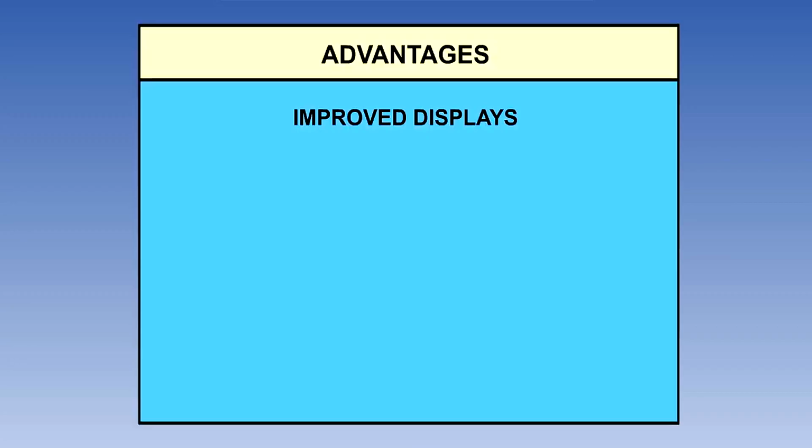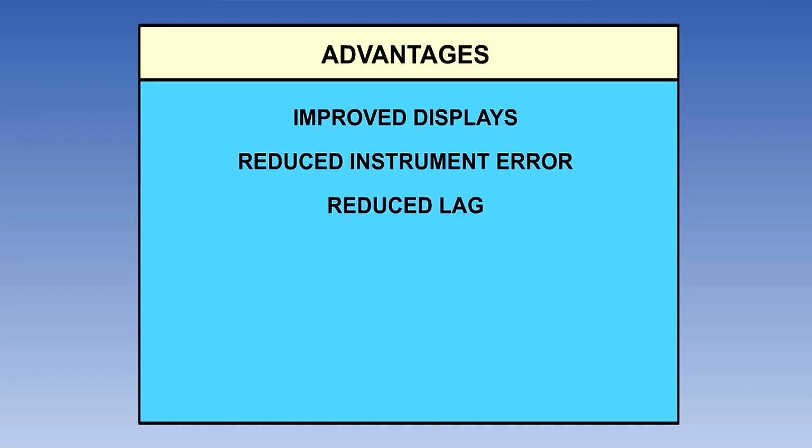Instrument error can be reduced. In fact, with modern systems it is virtually eliminated. Errors due to friction and mechanical design do not apply to electronic systems. Similarly, lag is greatly reduced. Powerful servo motors can be used in the transducers and in electromechanical displays, and there is no lag in electronic displays.